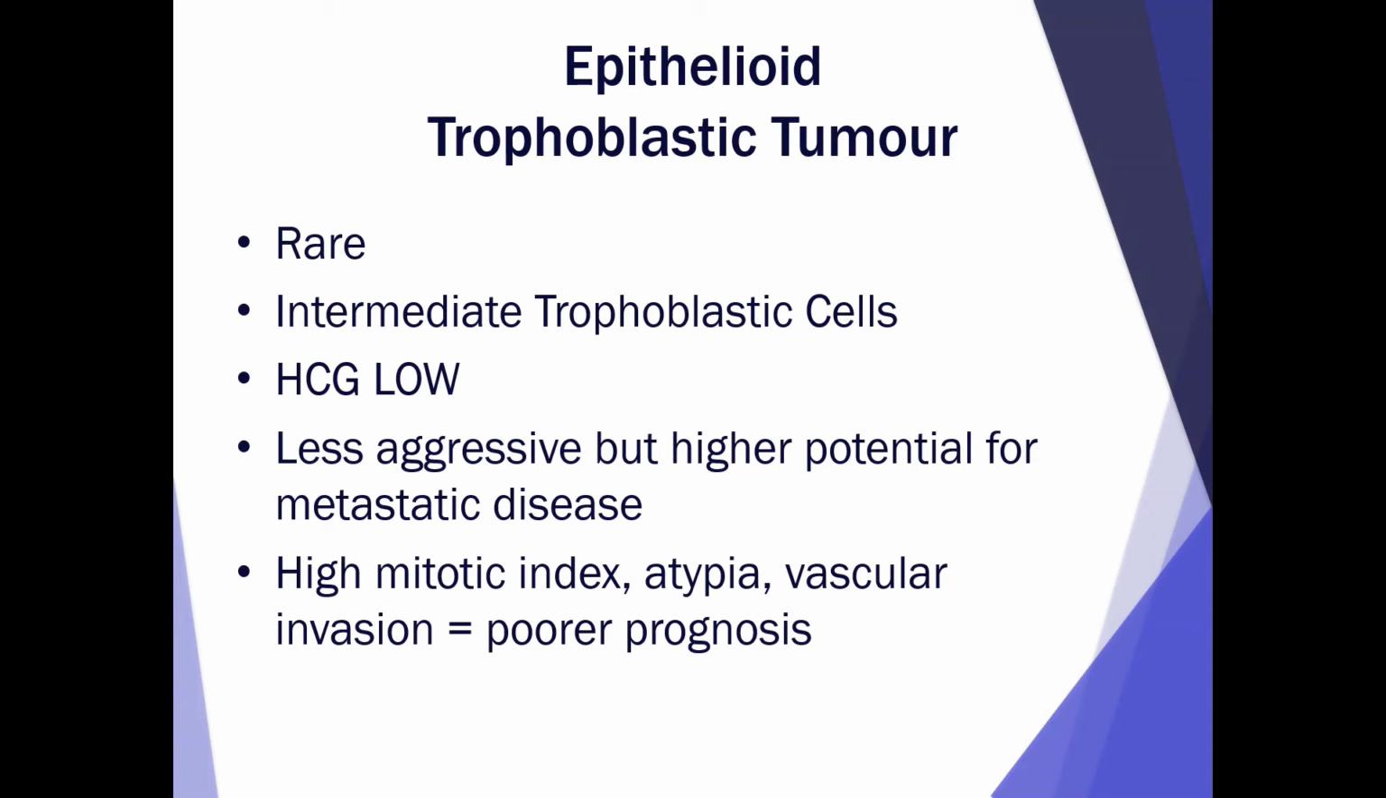HCG levels are once again generally lower than that of a molar pregnancy, and the behavior of ETT is less aggressive than choriocarcinomas but has a much higher potential for metastatic disease. Once again, the primary treatment for these tumours is actually surgery rather than chemotherapy because it's in fact resistant to it. And the factors listed here are usually seen with a poorer prognosis.